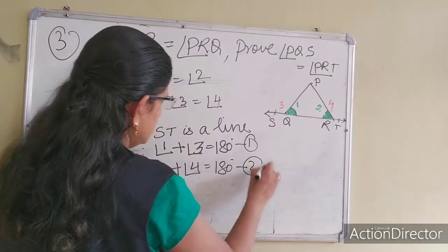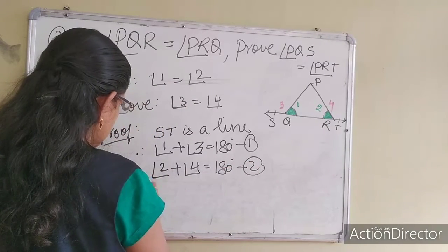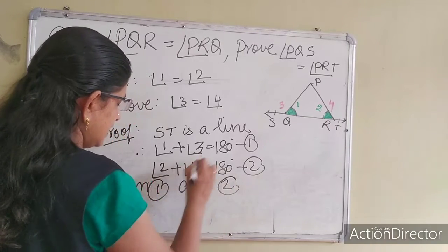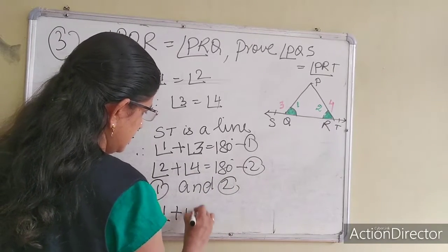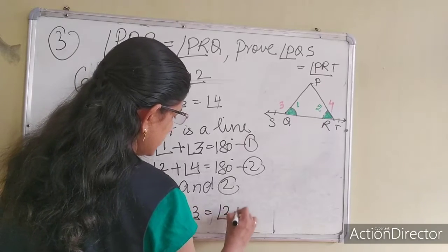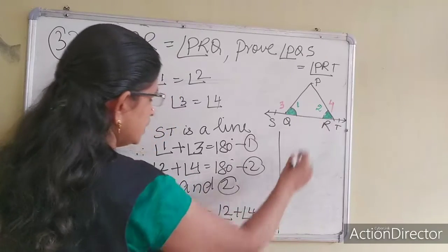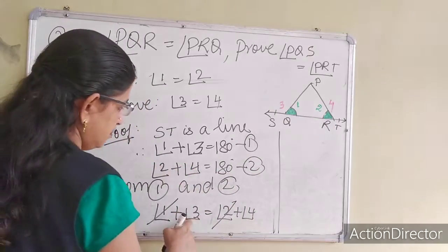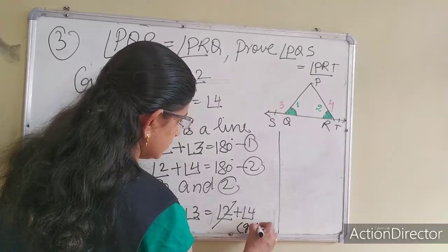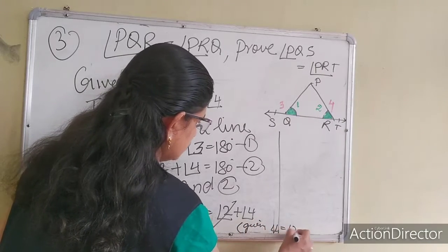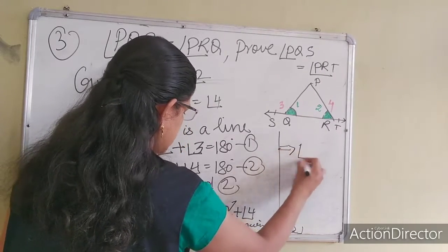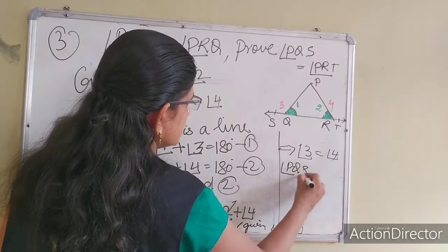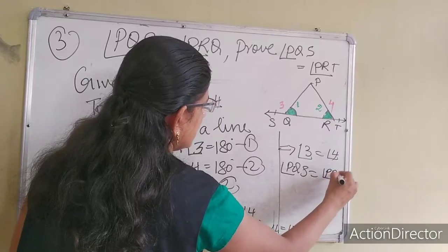Equation number 2. From 1 and 2, I can write 1 plus 3 is equal to 2 plus 4. So here you can cancel 1 and 2 because they are equal. Implies, and you also write given 1 is equal to 2. So therefore implies 3 is equal to 4, which is nothing but angle PQS is equal to angle PRT.